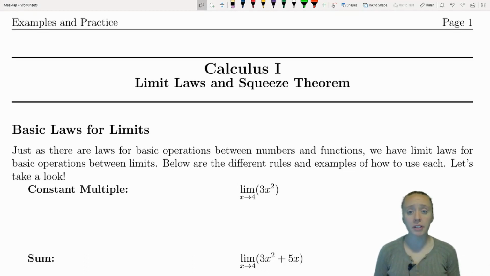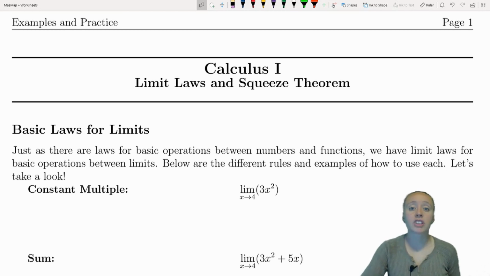In this video, we're quickly going to go over limit laws and the squeeze theorem before we really jump into more of those limits of rational functions. So, there are some basic laws for limits that we were actually using in the previous worksheet. I just didn't really talk about them, but we will for these examples.